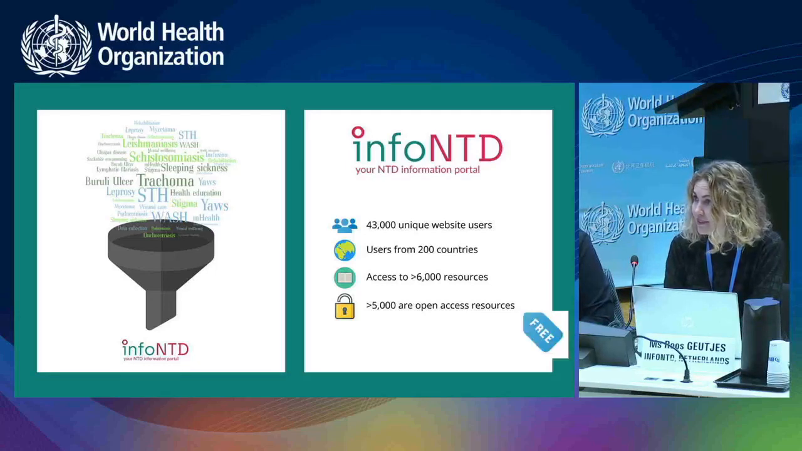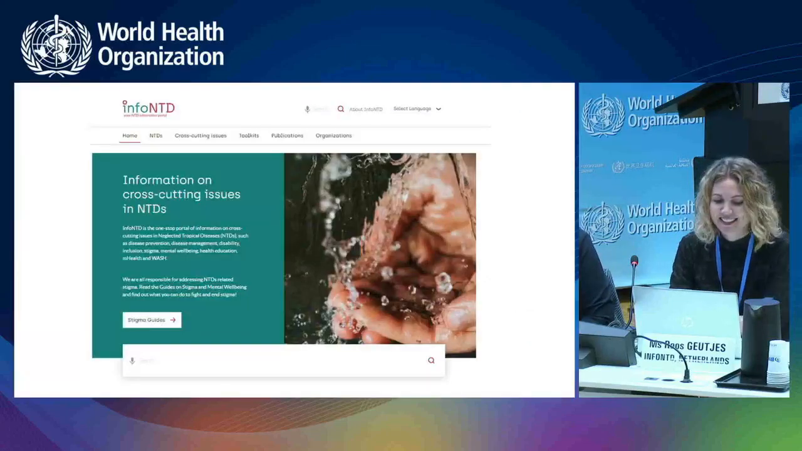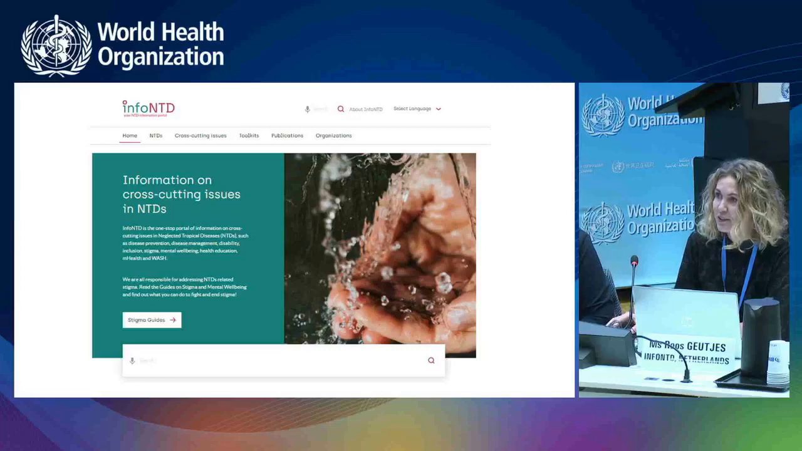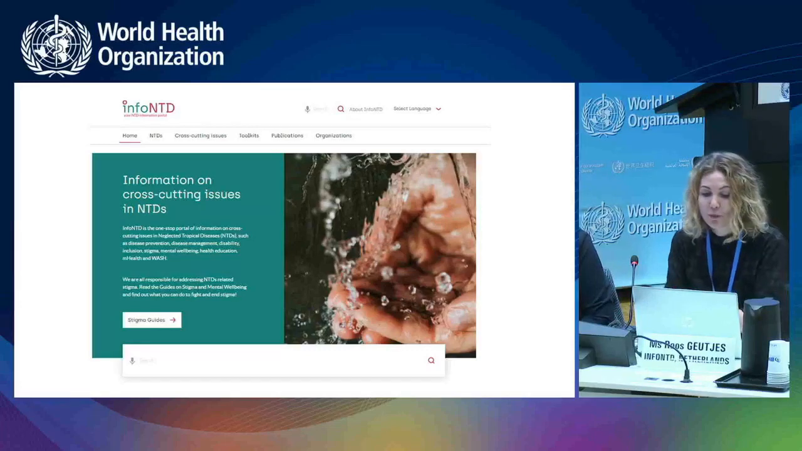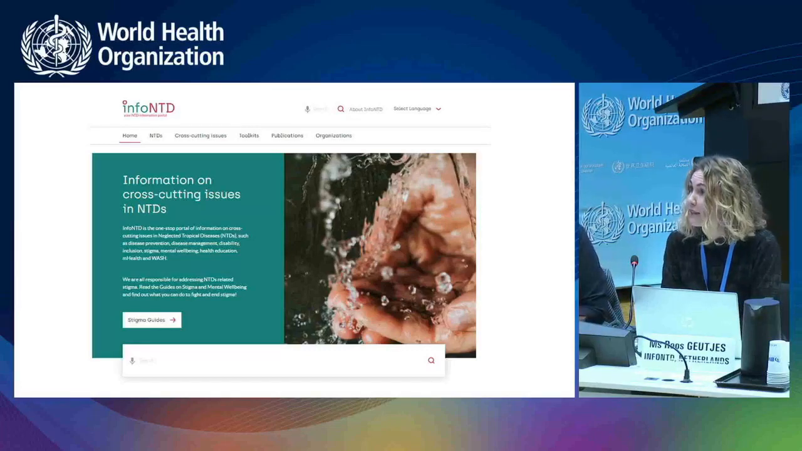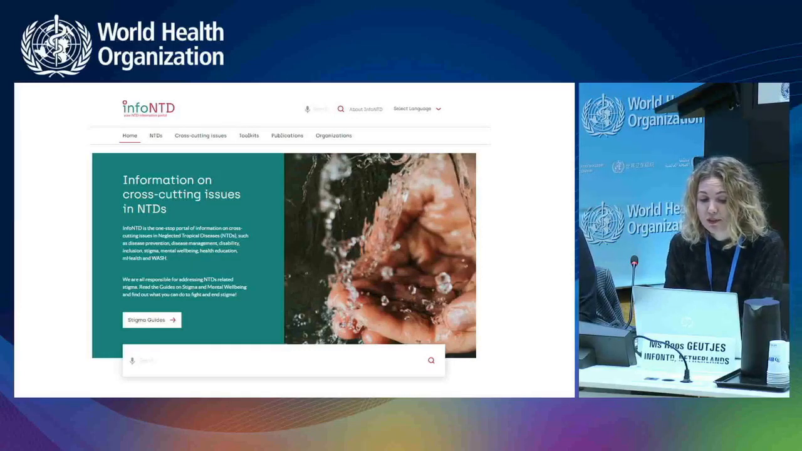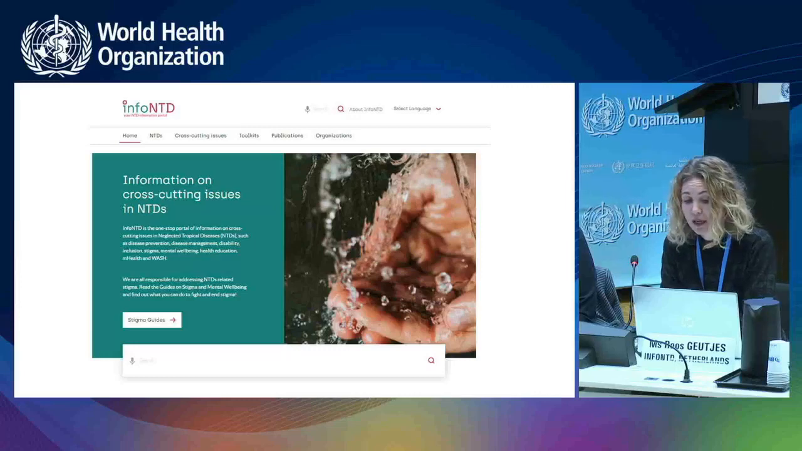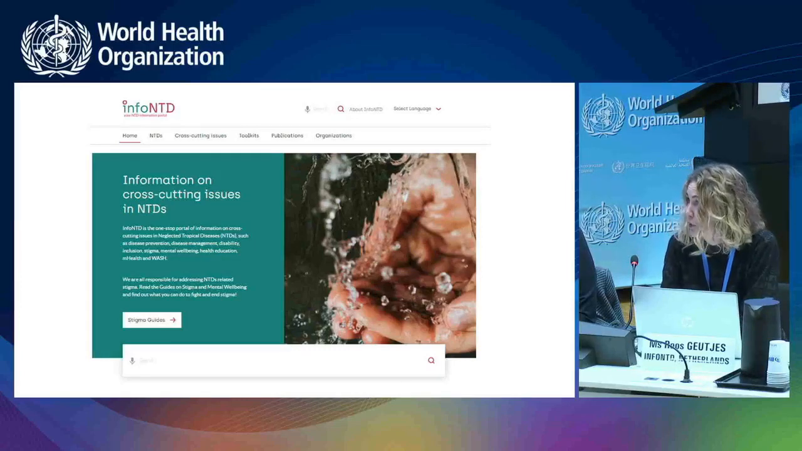Next, please. Next, please. Yeah. So this is a screenshot from the homepage. On top you will find the menu, and at the bottom you will see a search bar that facilitates searching for NTD resources. The portal used to share mostly scientific papers. Meanwhile, several toolkits have been added, and you will find an overview of NTD organizations.